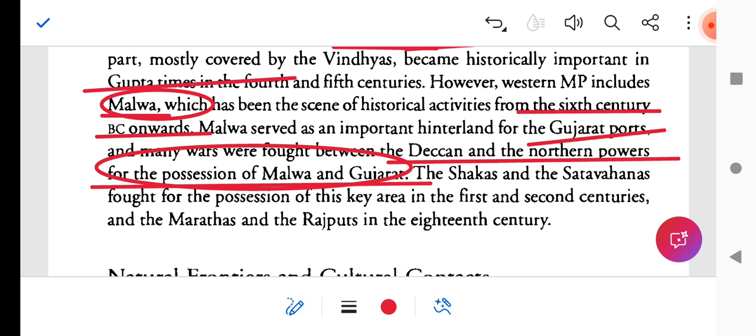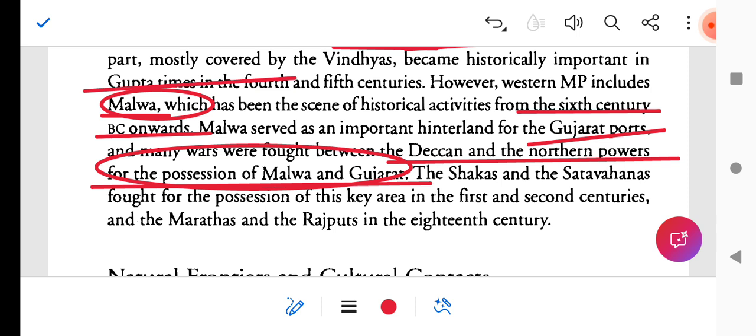Okay, when northern rulers or northern army went to south, then they must cross the Malwa Plateau. Okay, so Malwa was very important transition area.